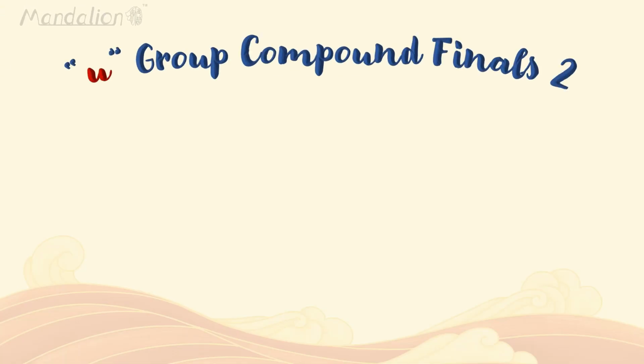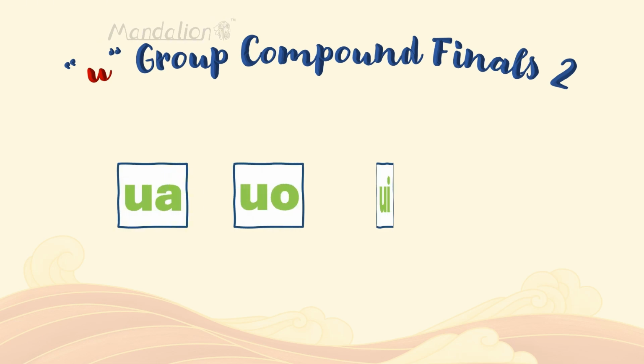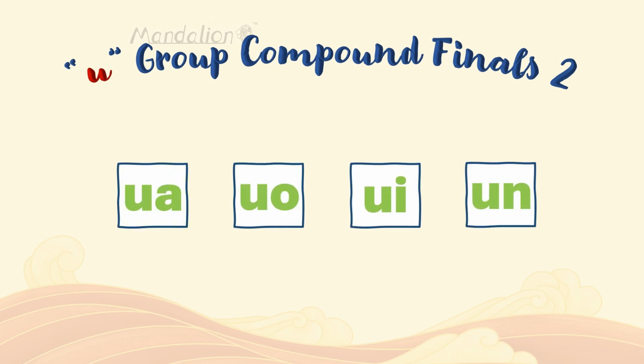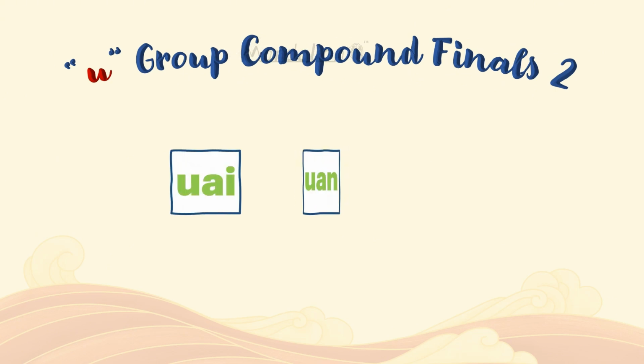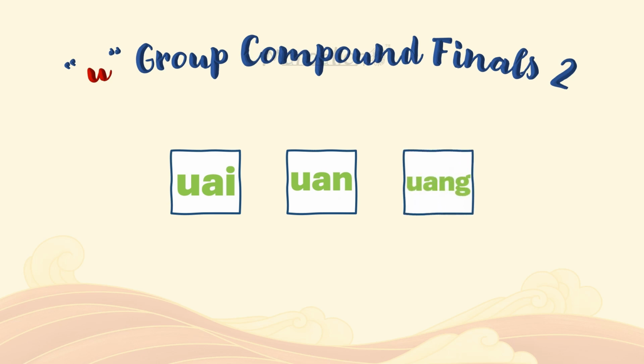There are 7 compound finals that begin with the vowel u or ü. Previously, we learned 4 of them: wa, wo, wei, and wen. Now, let's take a look at 3 more compound finals beginning with u. They are uai, wan, and wang.